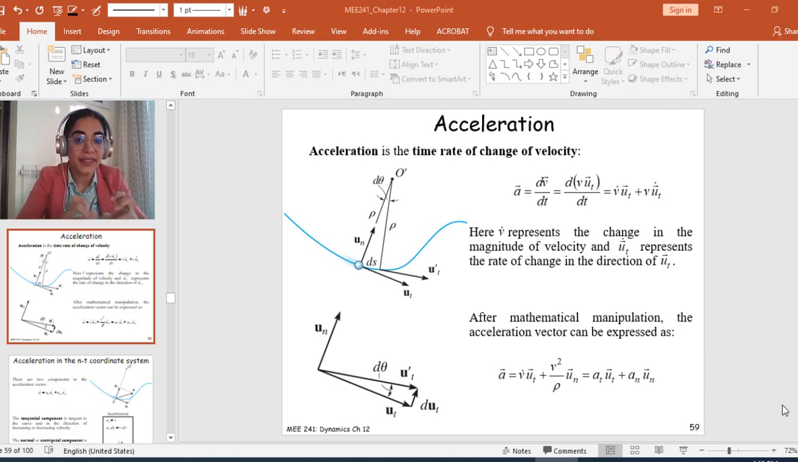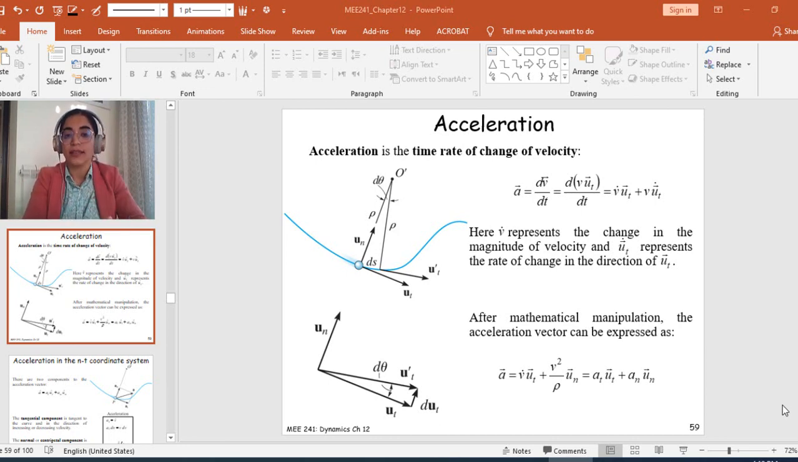How can I find the equation of acceleration in a curvilinear motion using the normal and tangential directions? As I said before in the previous video, V is equal to V, the magnitude of V, which is ds over dt, or the algebraic value of V, which is ds over dt, times ut, since ut is the tangential unit vector that always has the particle's motion direction.